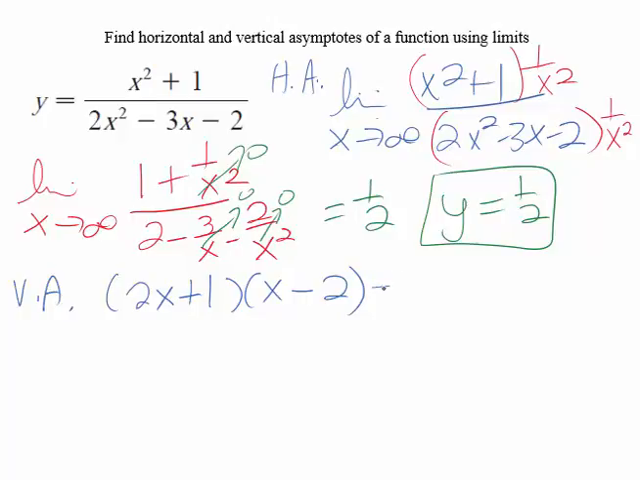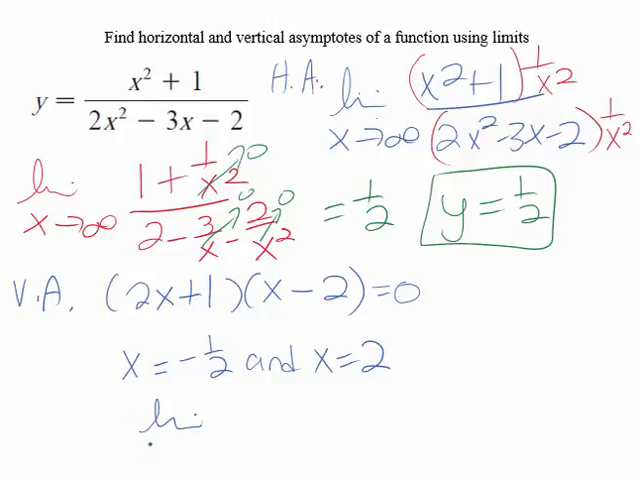So if we figured out what would make that denominator equal 0, that would be at x equal negative 1/2 and x equal 2. So if we had the limit as x approaches negative 1/2 of this function, we know that's going to be plus or minus infinity, because that's an asymptote, and the same will be true as we approach 2.